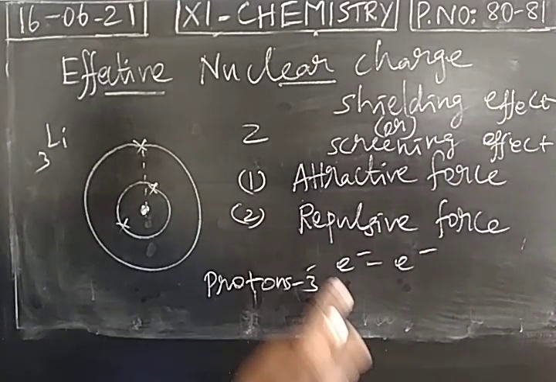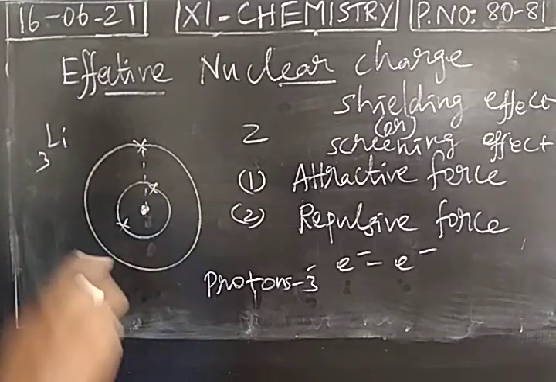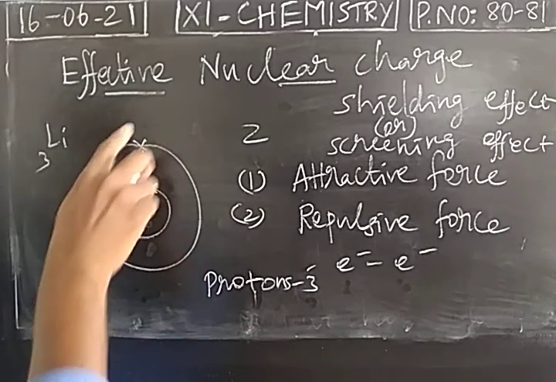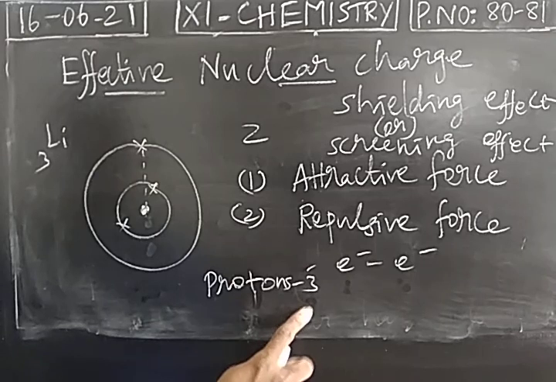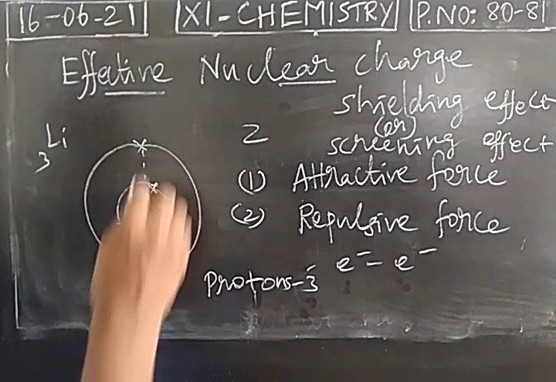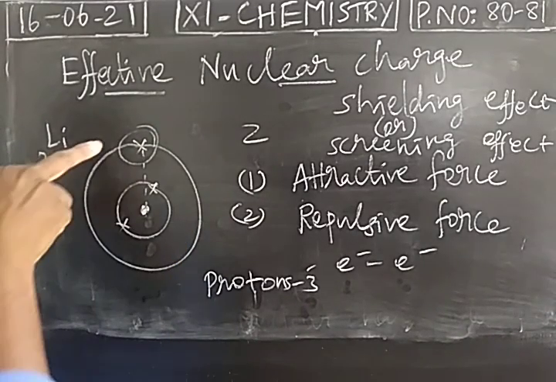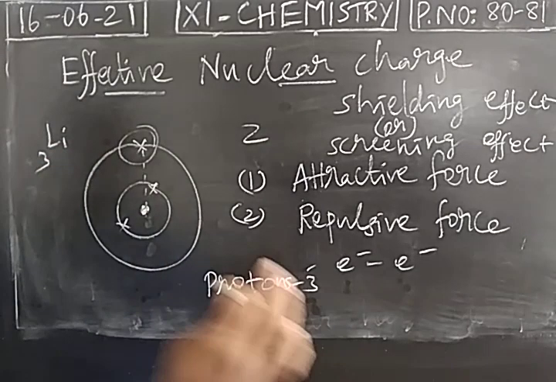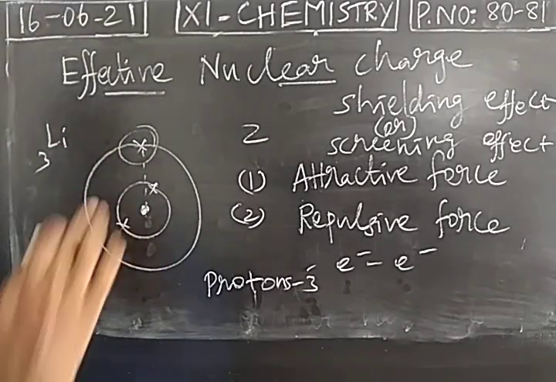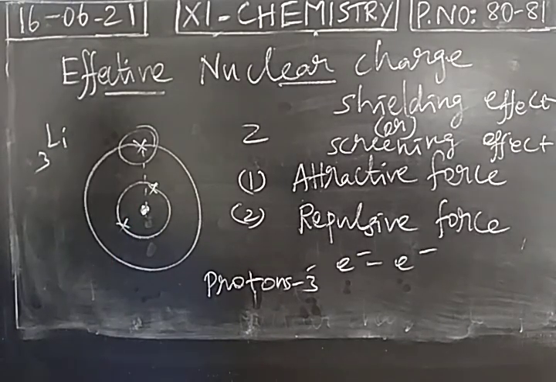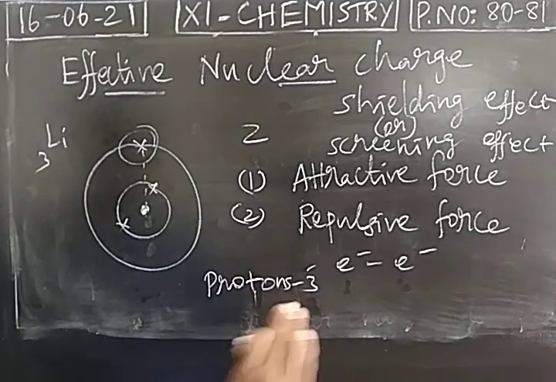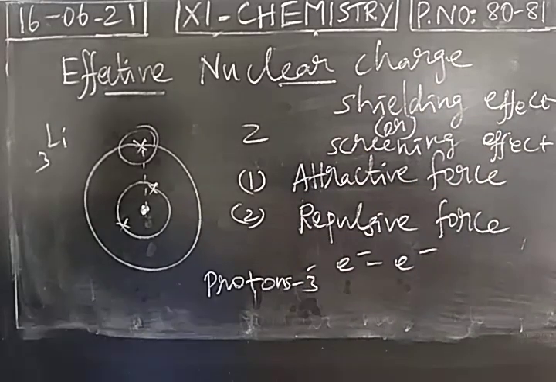So we expect nuclear charge 3 for lithium, but definitely this electron will not experience the nuclear charge 3. When we consider the valence electron, it has to experience the nuclear charge of 3 protons, but it will not exactly experience nuclear charge 3 because there is a shielding effect. Inner electrons repel the valence electron. So from the nuclear charge, we have to omit the shielding effect.